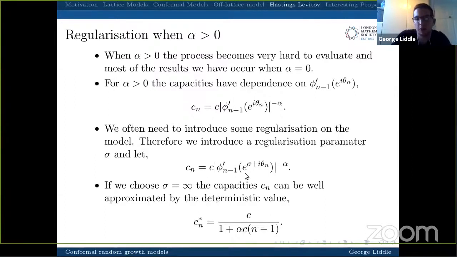The reason this comes out is that phi n, close to infinity, the derivative of phi n looks like 1 plus alpha c_n to the 1 over alpha. So when you substitute this value in, you're left with this deterministic value. That makes the problem as a whole much easier to study, because you've no longer got this difficult derivative to account for. You've now got a deterministic value, so that makes it much easier. Throughout the rest of the results, which I'm going to introduce in a minute, if you see a sigma, that's a regularization parameter. If you see a c_n star, it's when we're considering sigma equals infinity.